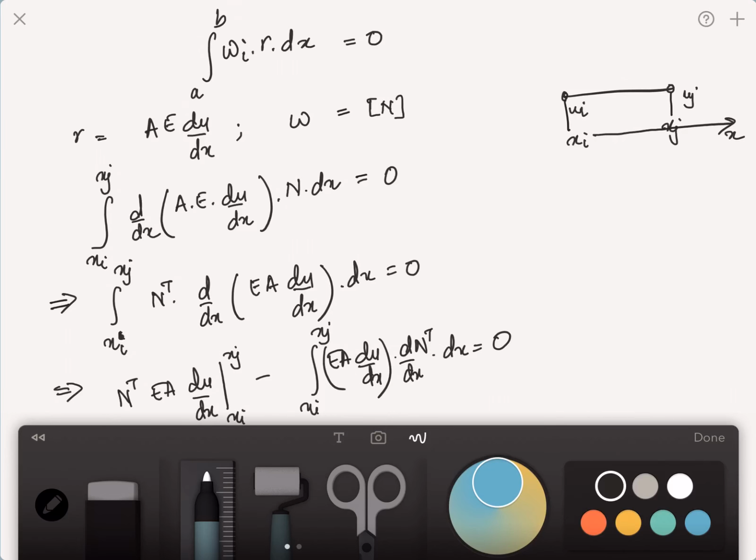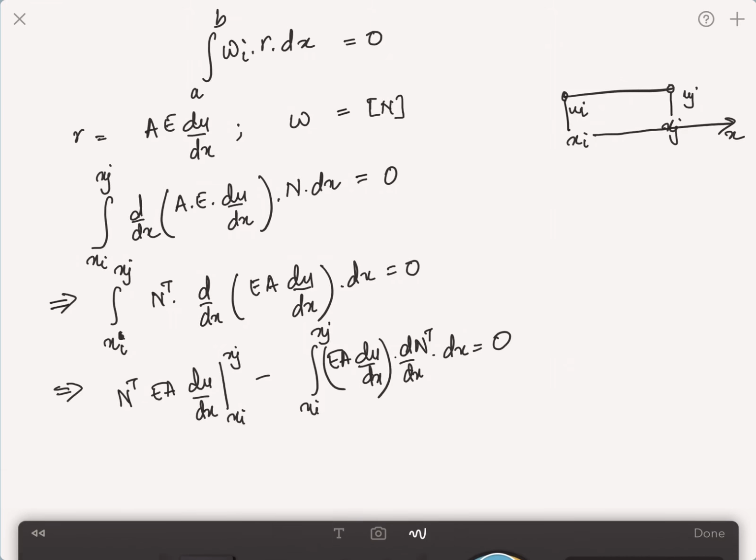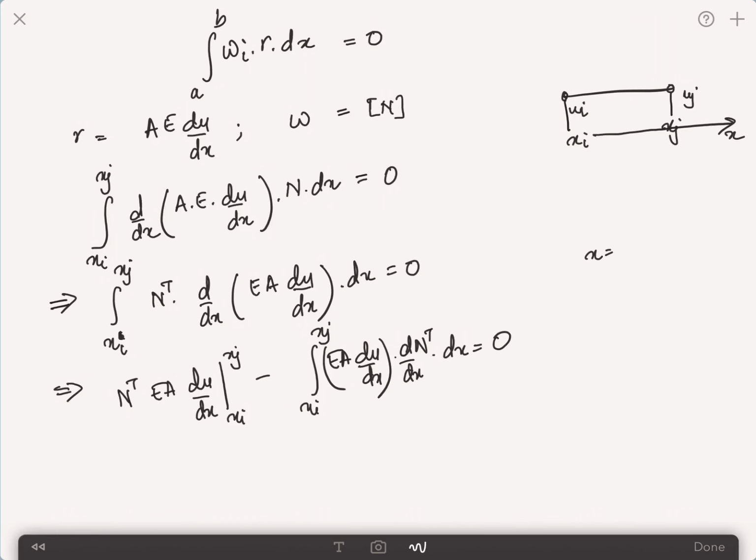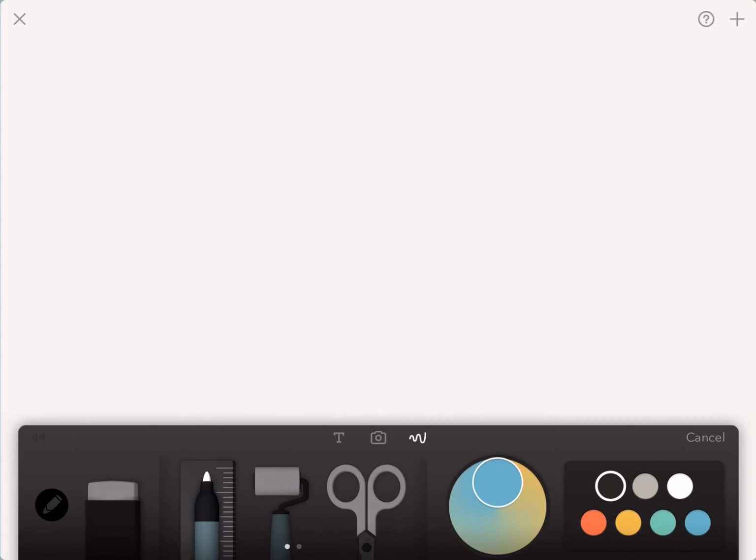Now if you solve this particular problem for a single element, especially when we have already defined a certain example in the shape function video where xi is equal to 0 and xj is equal to L, then you can simplify this above equation quite easily. So I'm going to carry this equation forward to the next page, and I'm going to rewrite it here so that we don't miss it. So you have n transpose EA du dx over the limits xi xj, minus the integral of xi to xj EA du dx times dn transpose dx, is equal to 0.